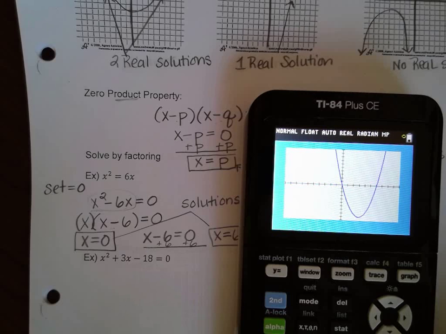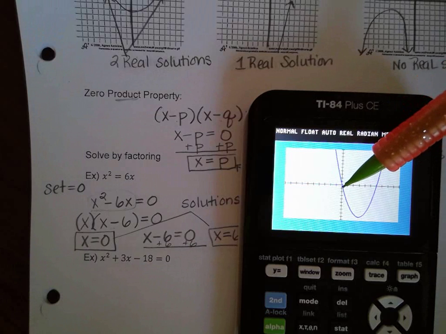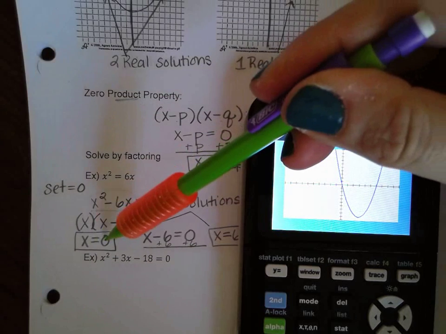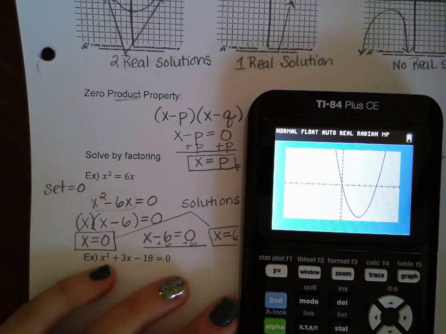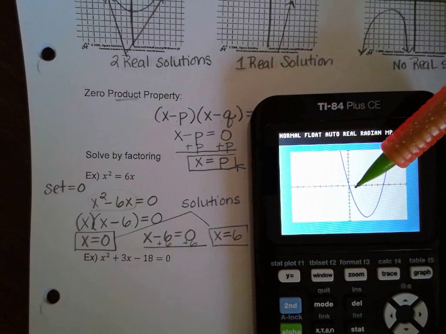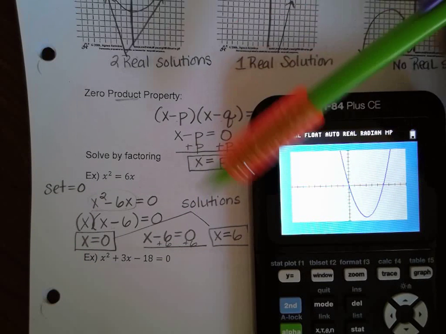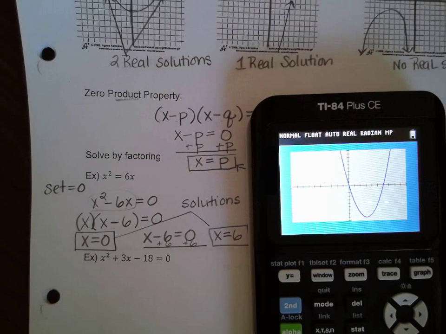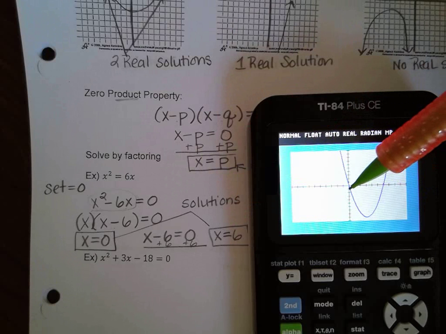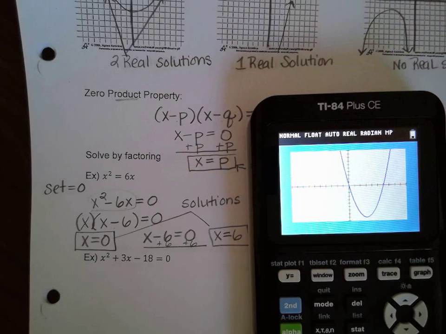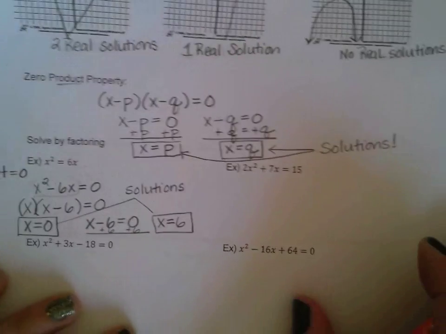Okay, we get a nice parabola. Do you see that our parabola crosses the x-axis at 0, which was one of our answers, and then it also crosses at 1, 2, 3, 4, 5, 6, which is my other answer. So when you're doing this by hand, you're really finding where that graph crosses the x-axis. That's what you're doing by hand. Okay. Let's do the next one.